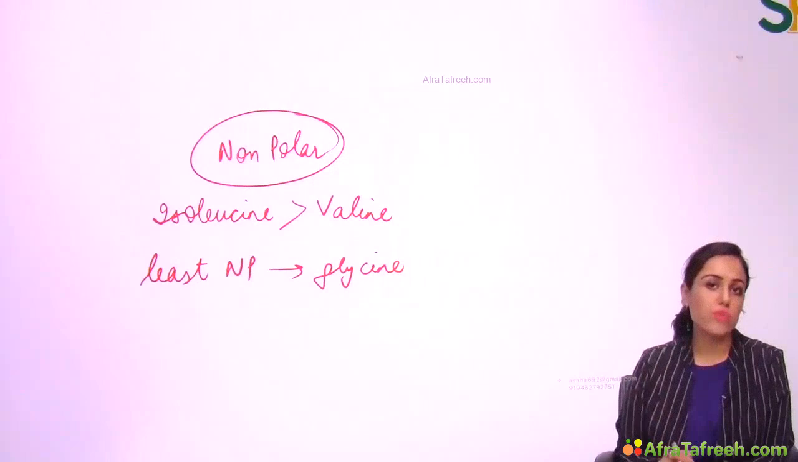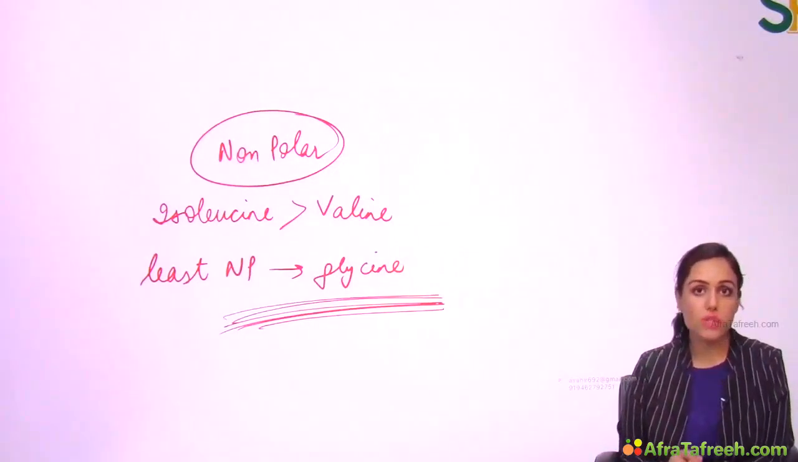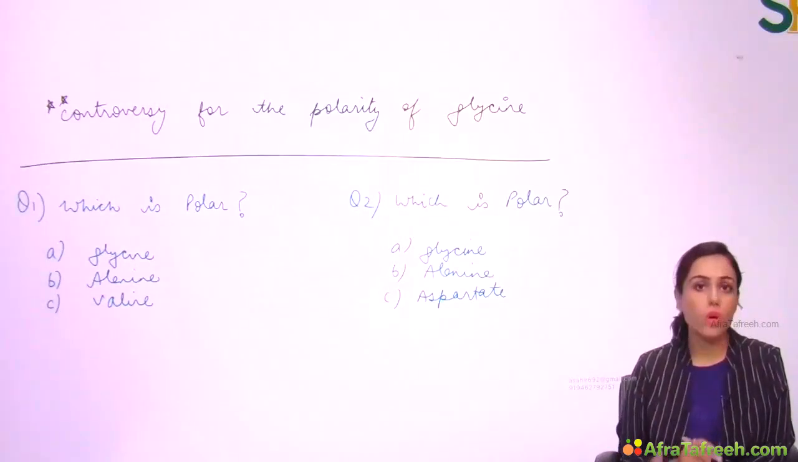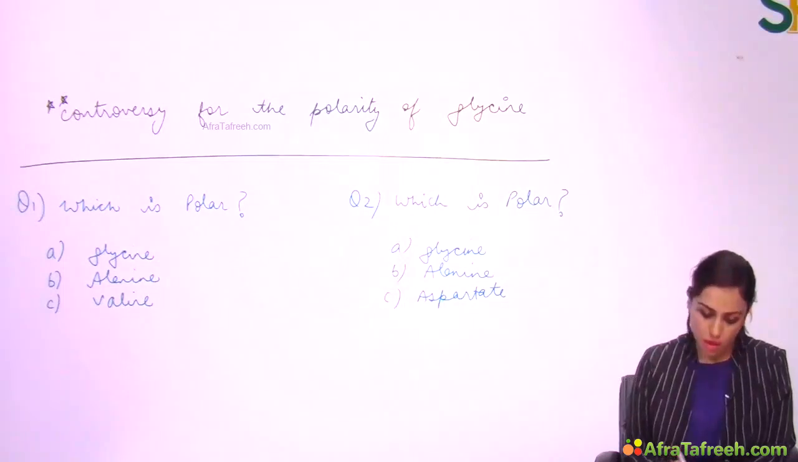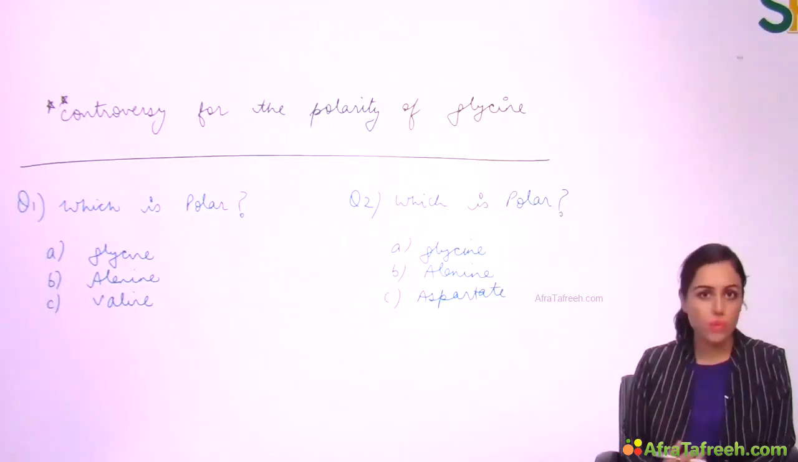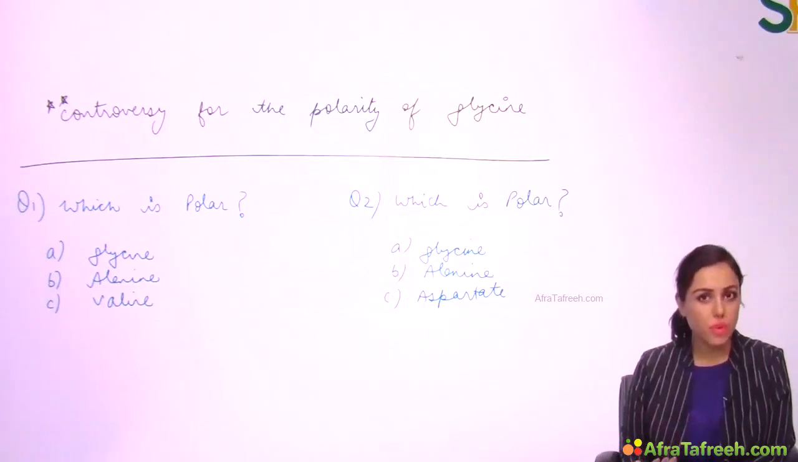Once you know it is a controversy, you can solve your questions. For example, I'll give you example of 2 questions. As there is a controversy for the polarity of glycine, solve these 2 questions. Question number 1, which is polar. Options given are glycine, alanine, valine. Now all are non-polar. So all are aliphatic, all are non-polar. So which one will you mark? You will mark glycine because glycine is least non-polar, right?